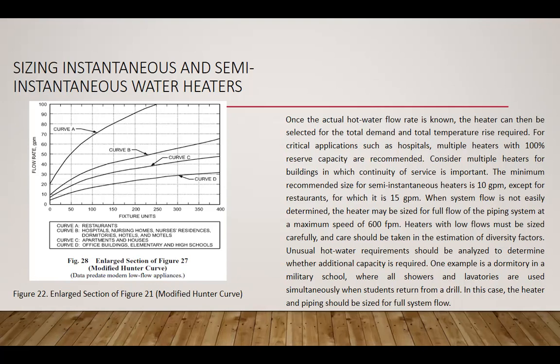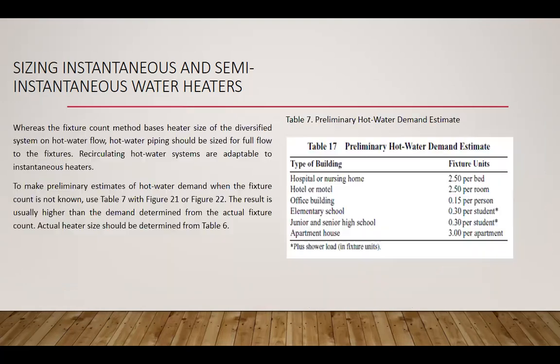Heaters with low flows must be sized carefully, and care should be taken in the estimation of diversity factor. Unusual hot water requirements should be analyzed to determine whether additional capacity is required. One example is a dormitory in a military school, where all showers and lavatories are used continuously when students return from a drill. In this case, the heater and piping should be sized for whole system flow. So whereas the fixture count method bases heater size on the diversified system and hot water flow, hot water piping should be sized for full flow. So the circulating hot water systems are adaptable to instantaneous heaters.